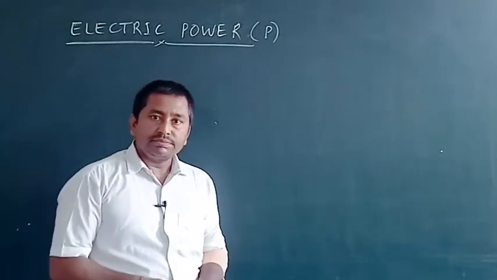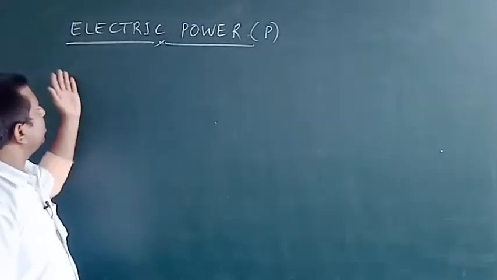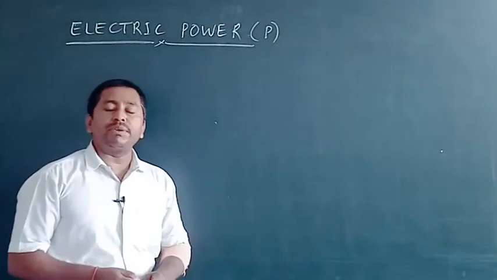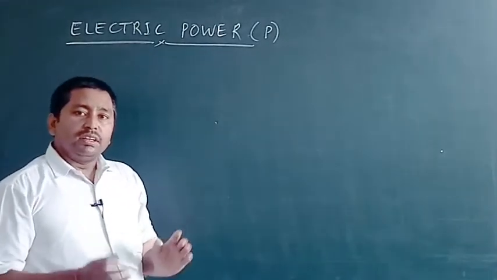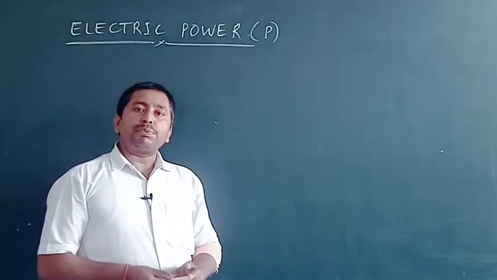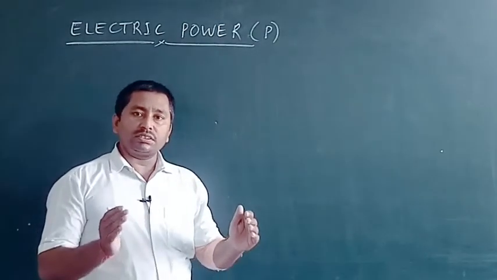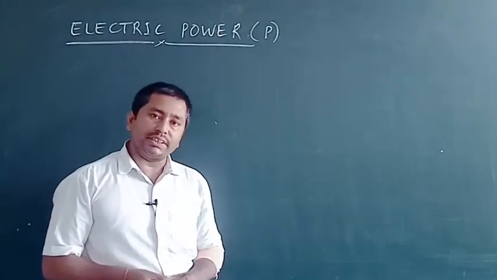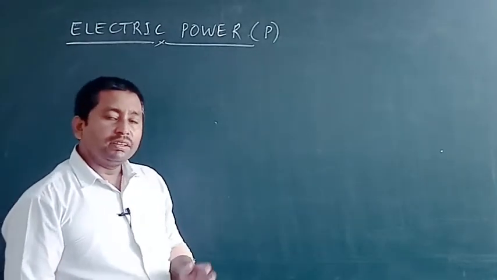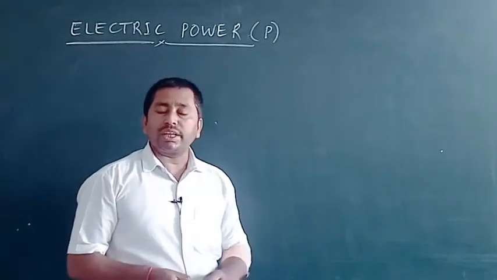Hello students, let us discuss our new topic, electric power. Electric power can be defined as the product of the electric potential applied across the terminal of the conductor and the current flowing through the conductor.